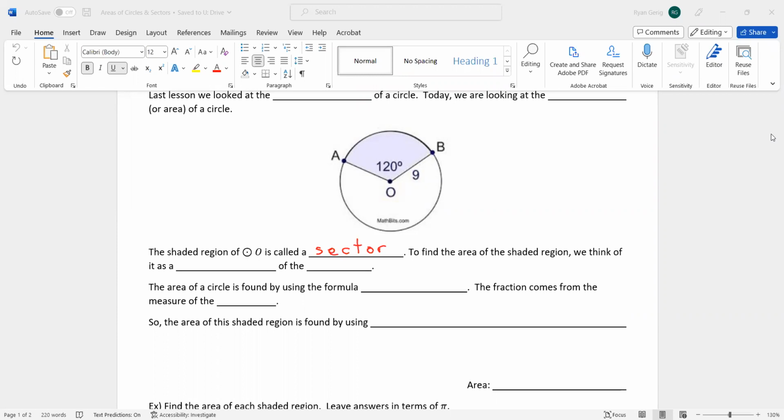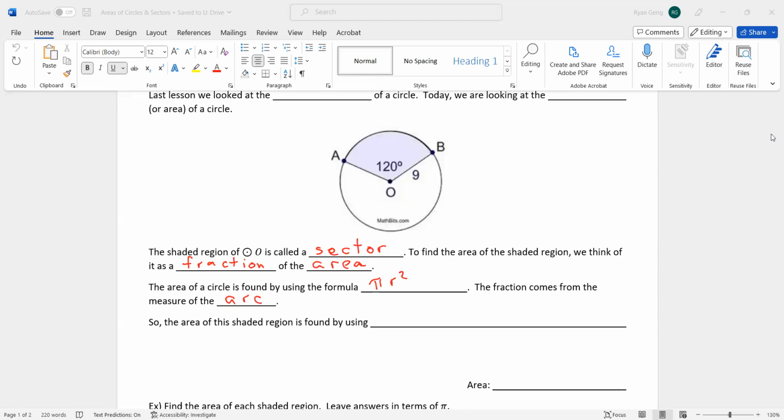Okay. To find the area of this shaded region or this sector, we think of it as a fraction of the area, right? Just like yesterday, we said the arc length was the fraction of the circumference. Area of a sector is the fraction of the area. The area of a circle, just in general, the full circle, is found by using the formula pi r squared. The fraction comes from the measure of the arc.